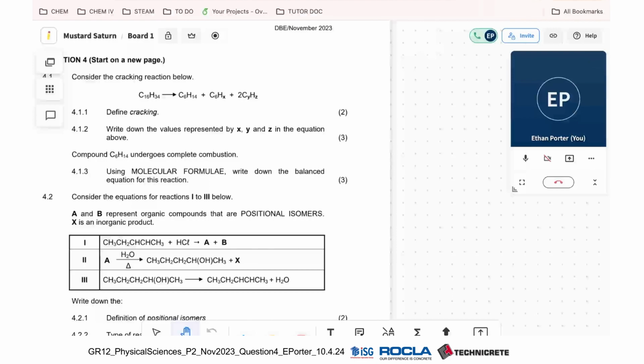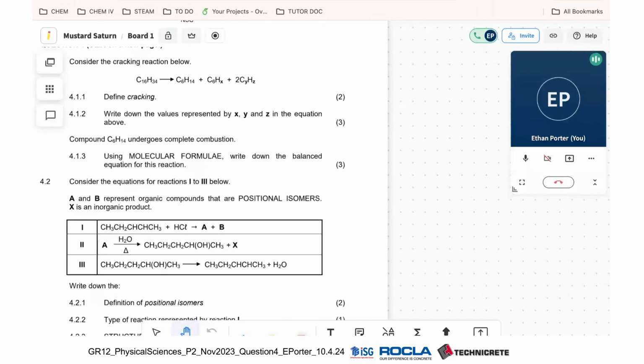For example, when we have crude oil, there's a big mixture of very long chain molecules, and we might want to break it down into more useful gases like methane that we use on our gas stoves or our heaters, propane as well, butane. So cracking is just breaking long molecules, as we can see here, C16, into shorter ones, C6, C6, and some unknown molecule there, which is probably shorter as well. So the next thing is write down the values of x, y, and z in the equation.